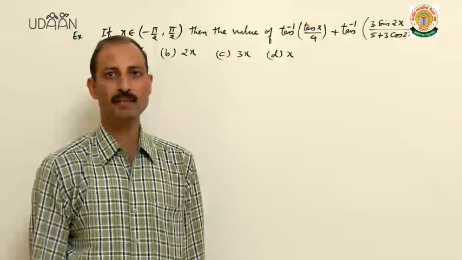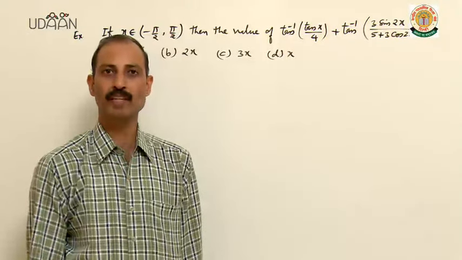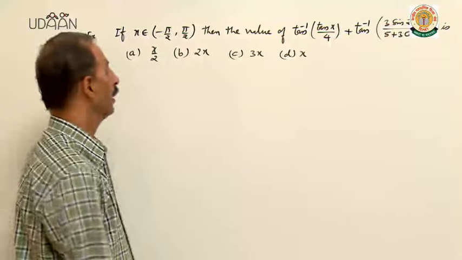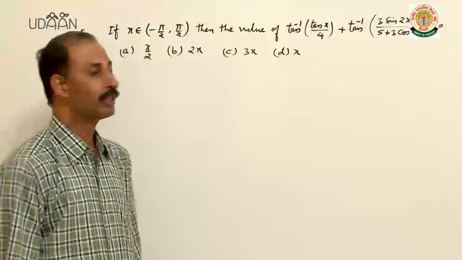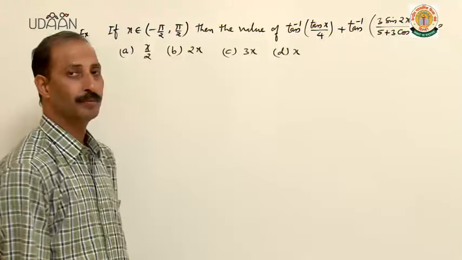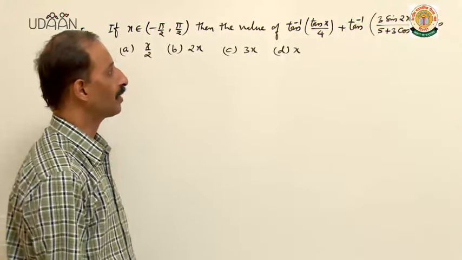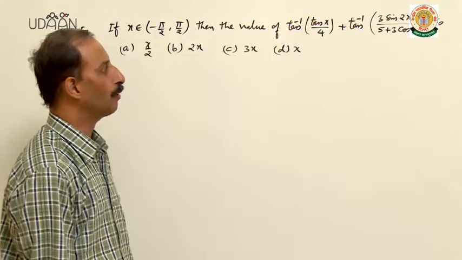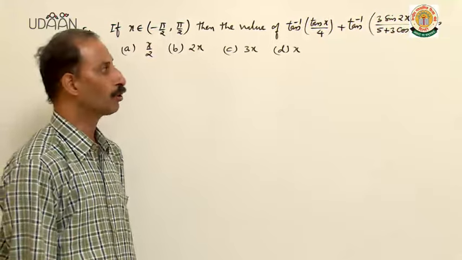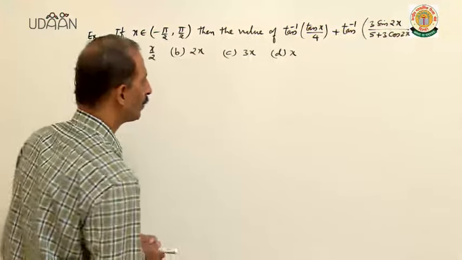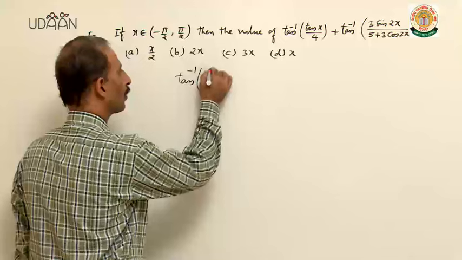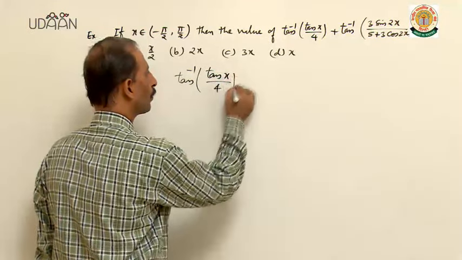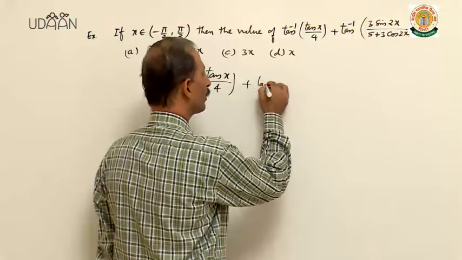Again, in this example, we have to use the inverse trigonometric functions' identities and reduce to the simplest form. Here, the interval for x is given as minus pi by 2 to plus pi by 2. Then the value of this expression, tan inverse of 10x upon 4 plus tan inverse of 3 sin 2x upon 5 plus 3 cos 2x. Simplify this, children. Tan inverse of 10x upon 4 plus tan inverse.